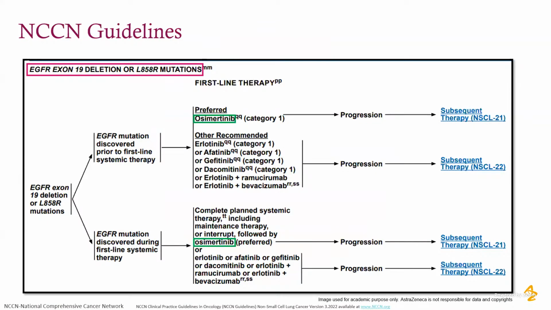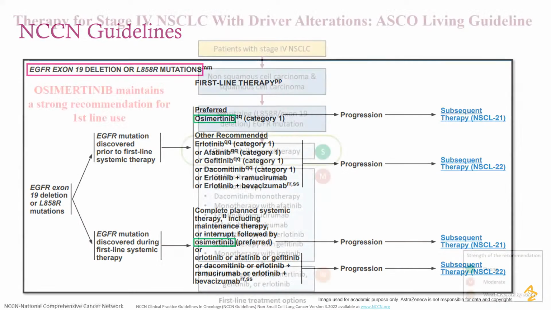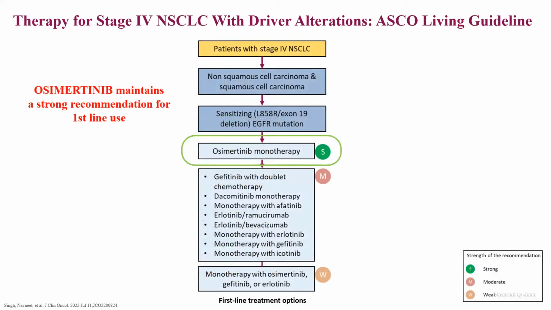So what do the guidelines say? EGFR exon 19 or L858R, EGFR mutation discovered, osimertinib is the first preferred line of treatment. Osimertinib maintains a strong recommendation for first-line use. Patients with these mutations: osimertinib monotherapy, gefitinib with doublet chemotherapy, dacomitinib monotherapy. These are the other options, but the strongest evidence is for osimertinib monotherapy.